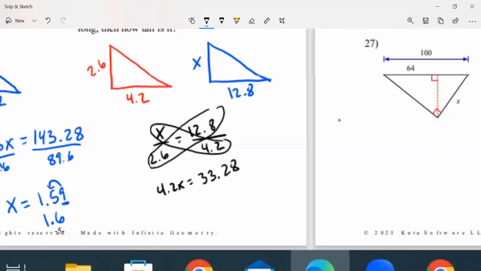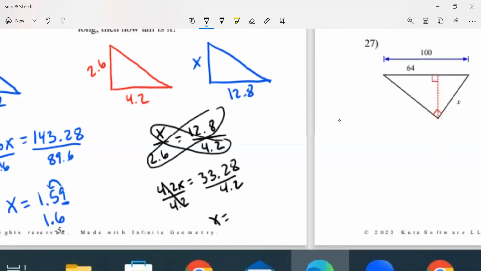Now to get the x by itself, let me divide both of these sides by 4.2. I always divide by the number in front of x. So let me divide by 4.2. I'm only going to write 2 decimal places. So according to my calculator, this says 7.92. All right, I was asked to round it to 1 decimal place, but I'm going to write 2 for right now.